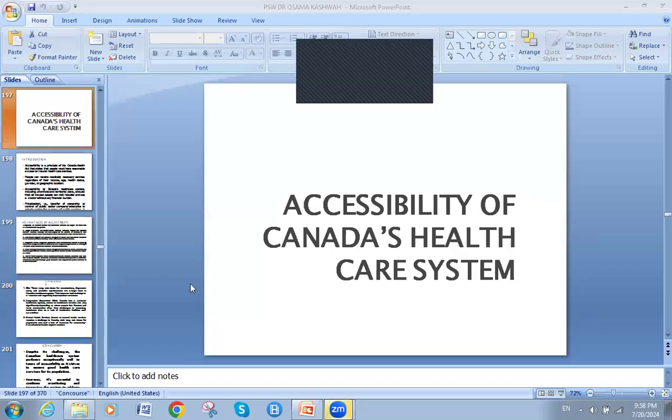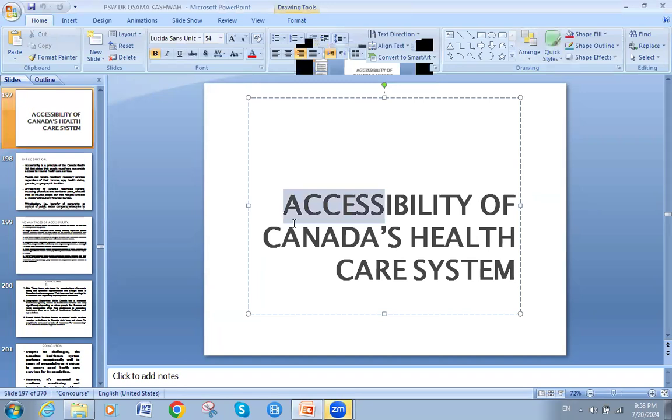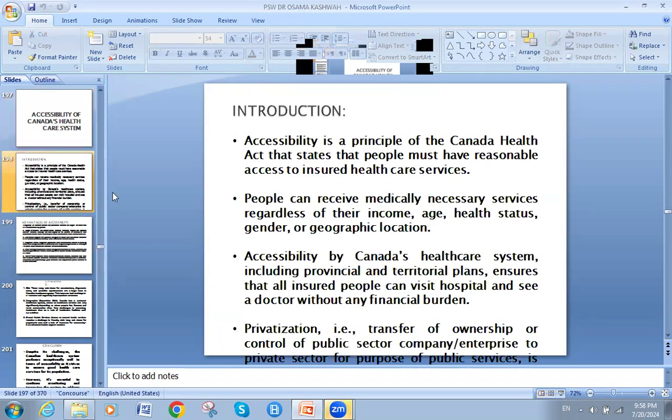Come back, guys, for the other parts, which is the accessibility in the Canadian healthcare system. Like you see here in front of you, accessibility in the Canadian healthcare system.